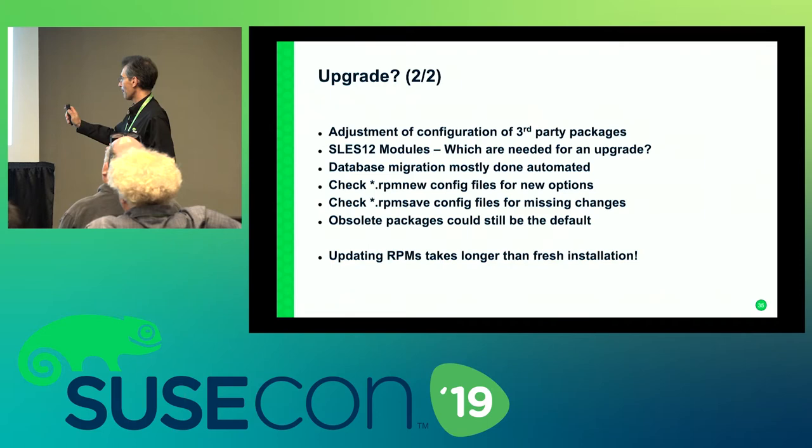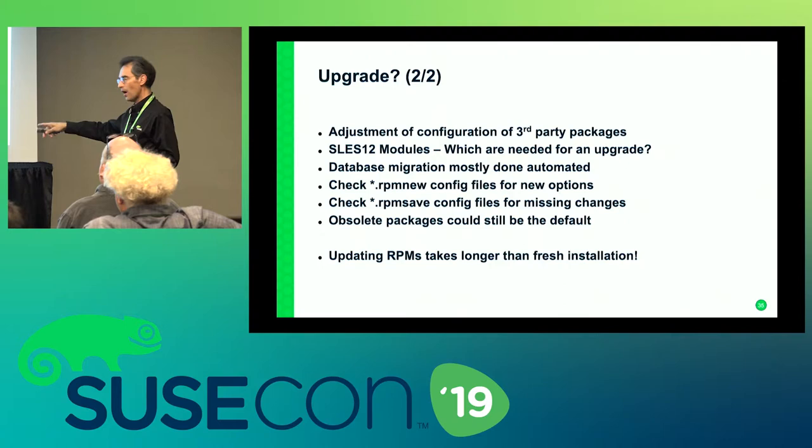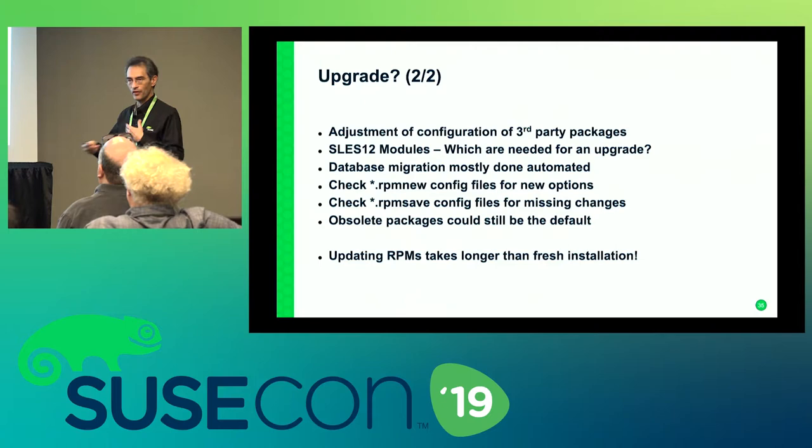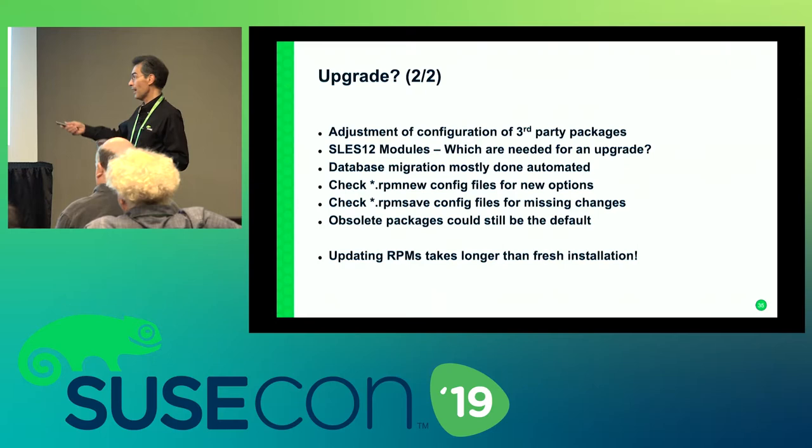Oh yeah, and this is an interesting thing too. Updating RPMs instead of doing a fresh install actually takes a lot more time because of the differentials that have to be calculated during the upgrade process. It takes quite a bit longer to do an upgrade than a fresh installation. So that might be part of your calculation on your cost-benefit, right?